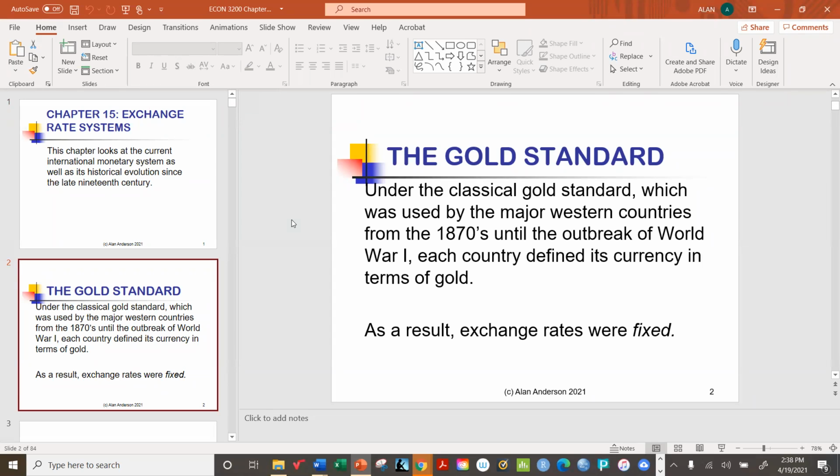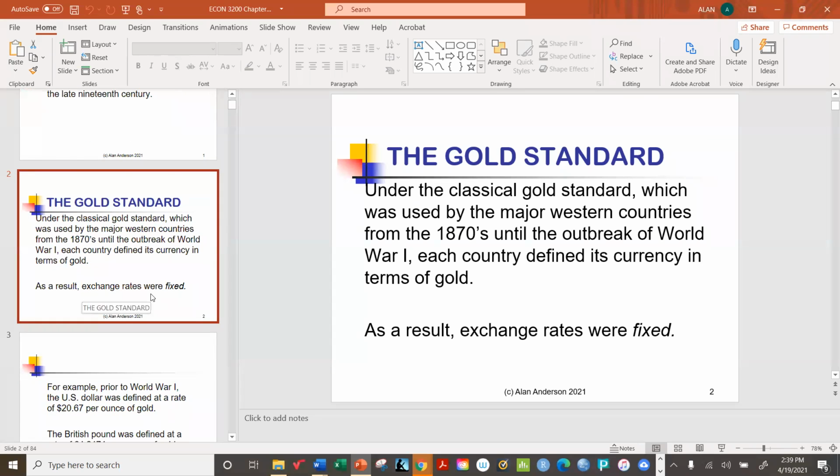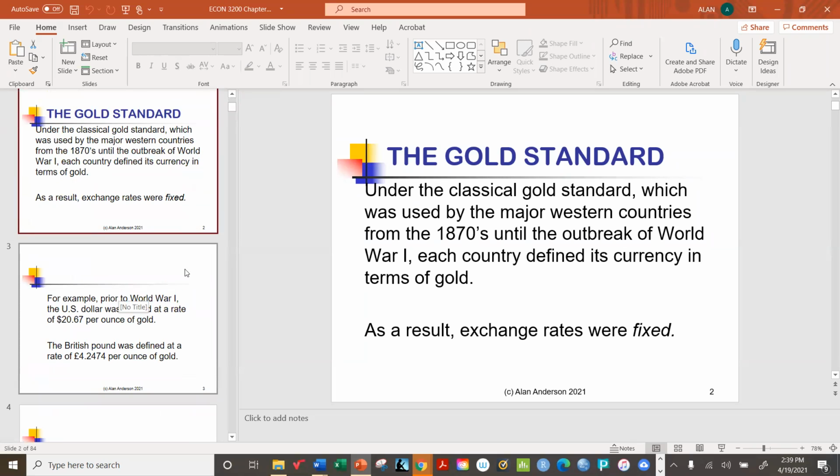And that lasted until the outbreak of World War I, when each country defined its currency in terms of gold. So because of that, exchange rates were automatically fixed to each other. We did not have flexible exchange rates. Any country who was on the gold standard automatically had fixed exchange rates with respect to any other country that was on the gold standard. And here's an example.